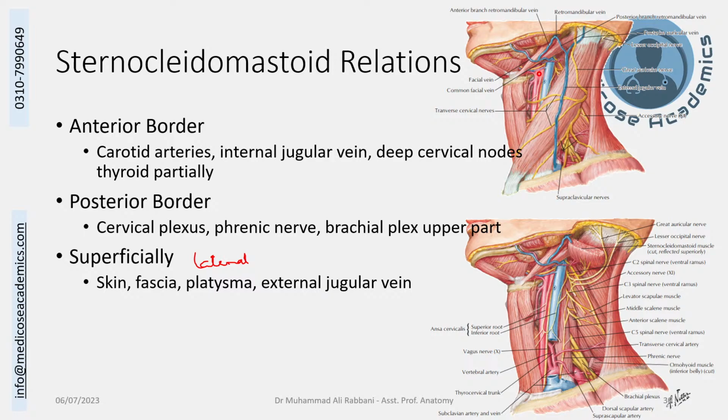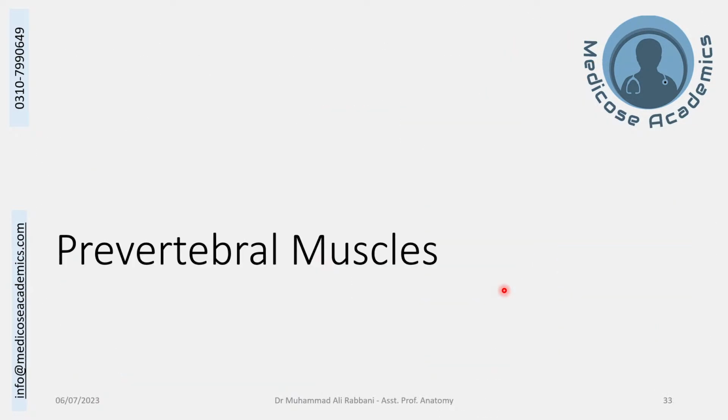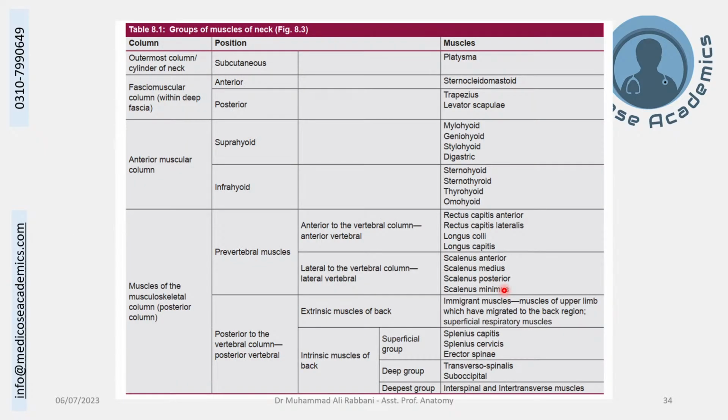And anteriorly, the major thing you have to remember is the carotid sheath and its contents. You will list all of these contents as carotid artery, internal jugular vein, deep cervical nodes, and then the thyroid gland is present here also. Under the surface, you will see scalenes anterior, medius, and all the things that we just discussed here. So these are about the scalenes muscle, sternocleidomastoid muscle, and their relation, and just the last part of the lecture today.